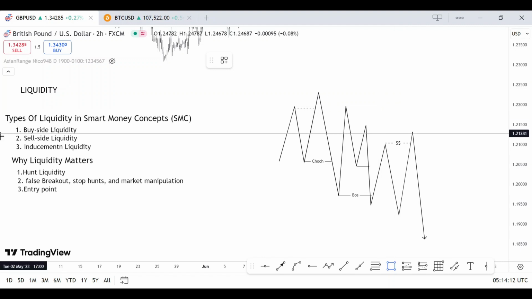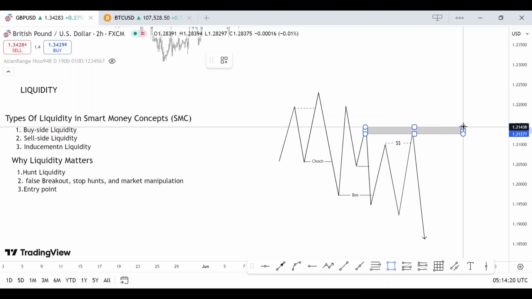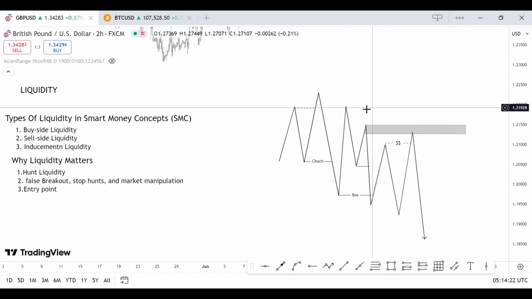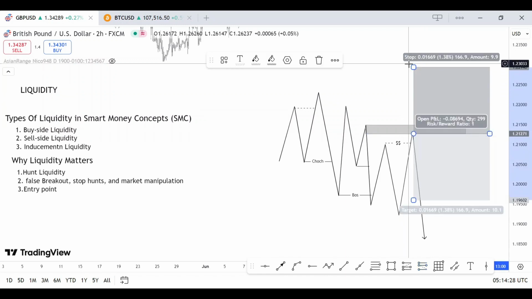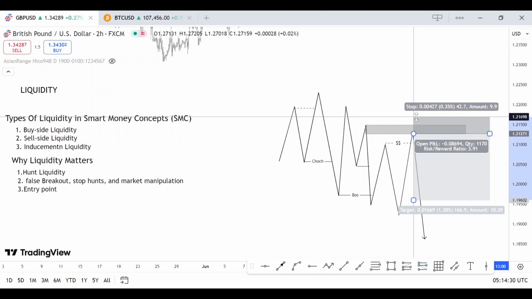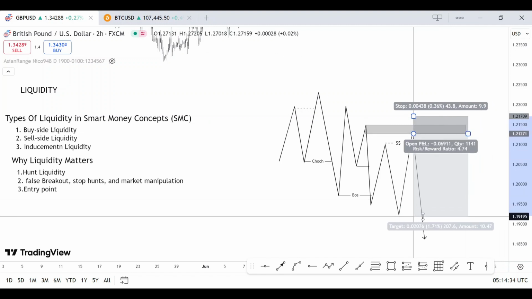Then, why is it also important? As your entry point. So you don't just enter anyhow into the market. You look for a demand zone here and you enter. You place your sell limit here, stops below this low. Done.